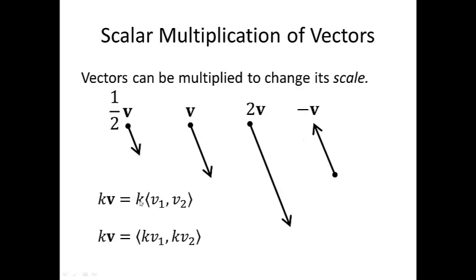So k is some number that you're multiplying the components of the vector with, and it's just k times v1 and k times v2. So this is our vector v, and it's 1 comma negative 4. And then 2 times v would be just 2 comma negative 8, because it's 2 times 1, which is 2, and 2 times negative 4, negative 8.